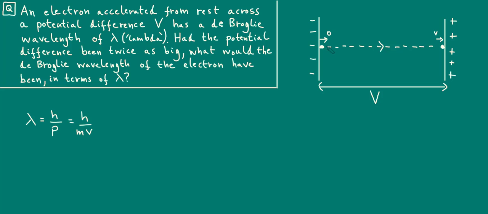Now, as the electron accelerates to the right, its kinetic energy increases. But remember, the law of conservation of energy tells us that energy can't be created or destroyed, only transferred from one store of energy to another. So as the electron gains kinetic energy, it must lose an equal amount of electrical potential energy, similar to what happens when we drop a ball in a vacuum. It gains kinetic energy and loses an equal amount of gravitational potential energy.